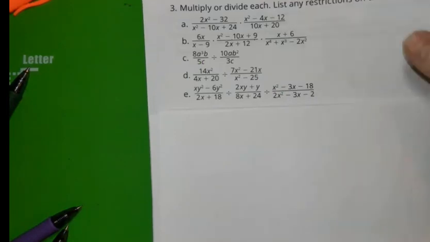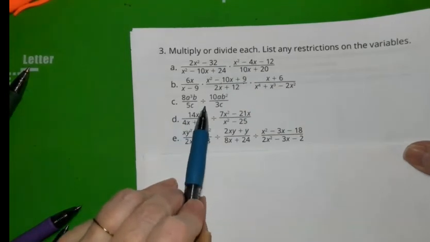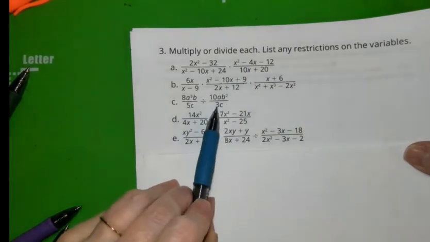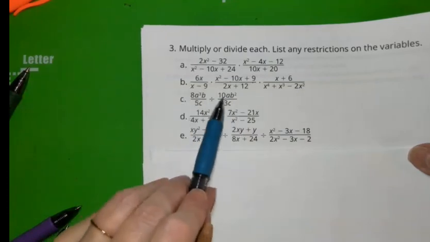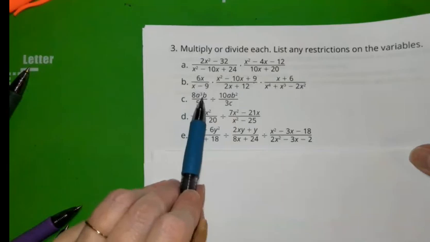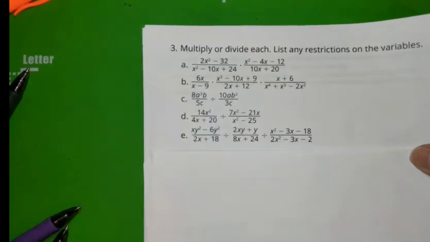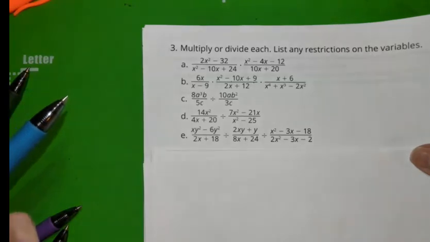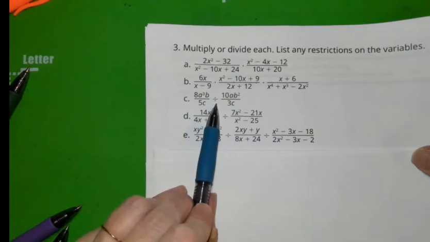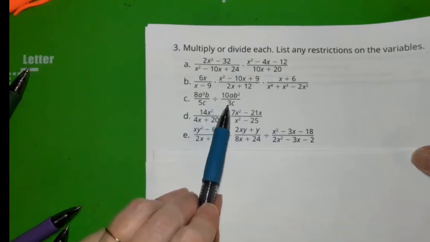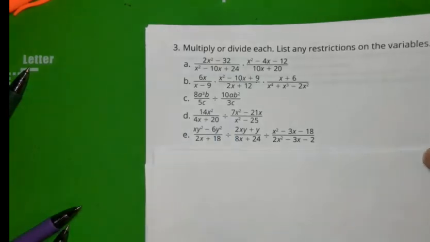Question 3C, 8a cubed b divided by 5c is divided by 10ab squared divided by 3c. In this case, this is the first time in this part that we have two expressions that contain no adding or subtracting, which makes it a little bit easier. The only thing we're really going to need to do is take the reciprocal because of the division of the fraction on the right, and then divide out common factors. So it's a pretty short process.